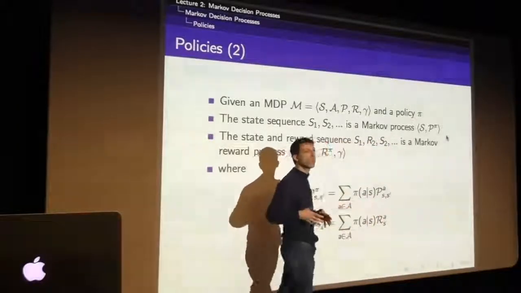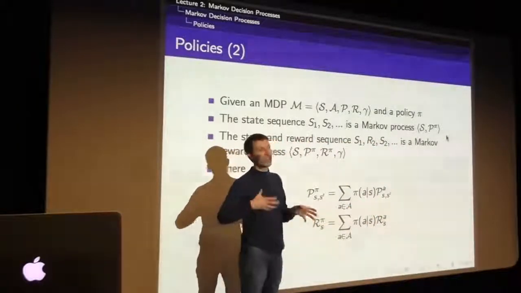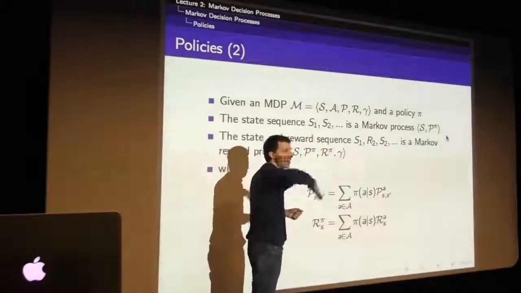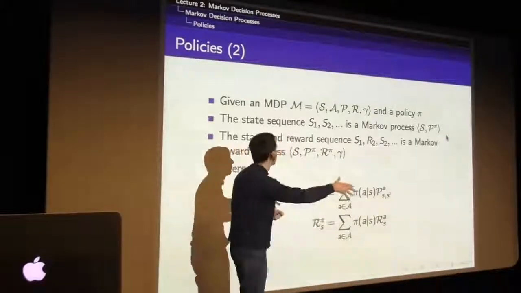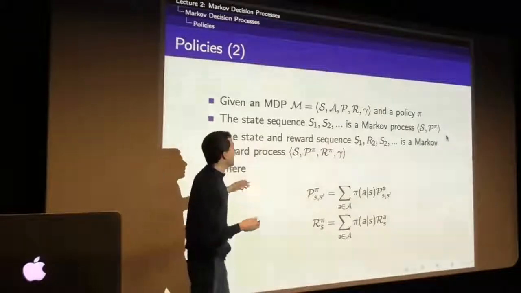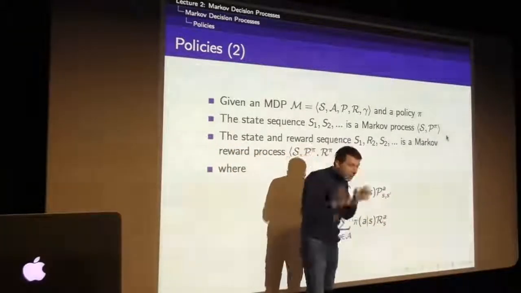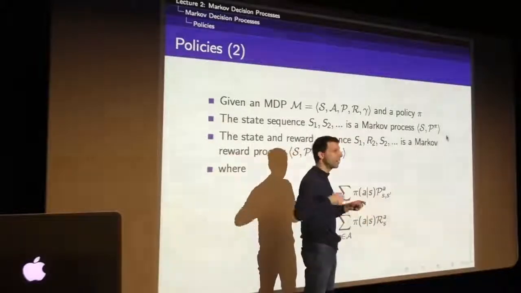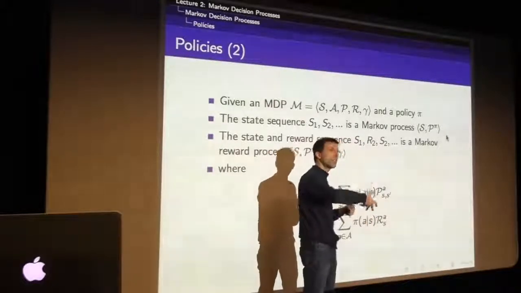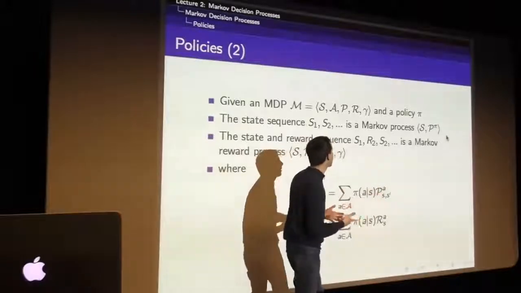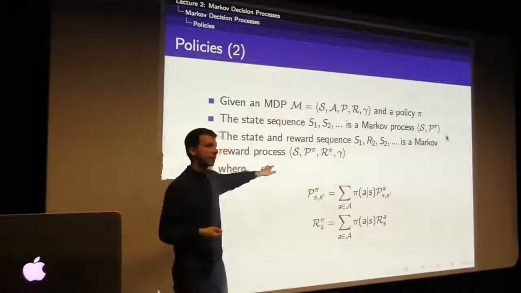No matter what policy we choose, that policy defines some Markov chain that defines our dynamics, the way that we're going to move and evolve through this system. And if we fix the policy and look just at the sequence of states and rewards that you see as you go through this MDP, that sequence is a Markov reward process.